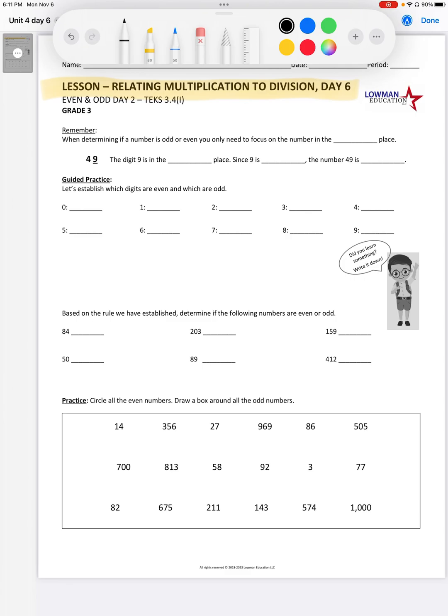So let's just look through this really quickly. It says, remember, when determining if a number is odd or even, you only need to focus on the number in the ones place. Every other digit in that number does not matter. You could have 7 million sevens in front of a 2, and there's a 2 in the ones place. If there is a 2 in the ones place, that number is even. Nothing else matters. So if you need to cross out every number except for the ones place, do it. Because all those other numbers, nobody cares about them.